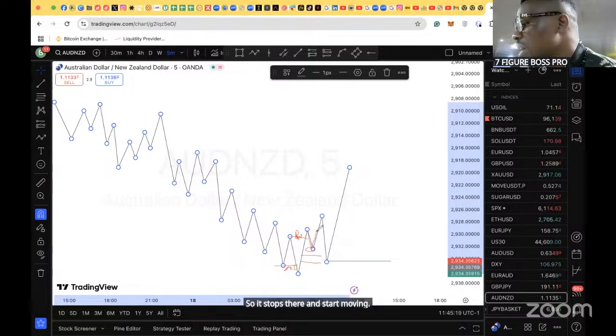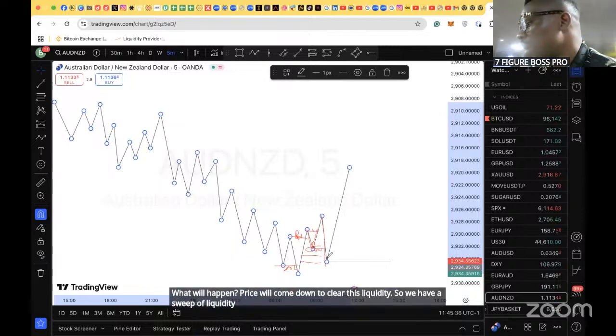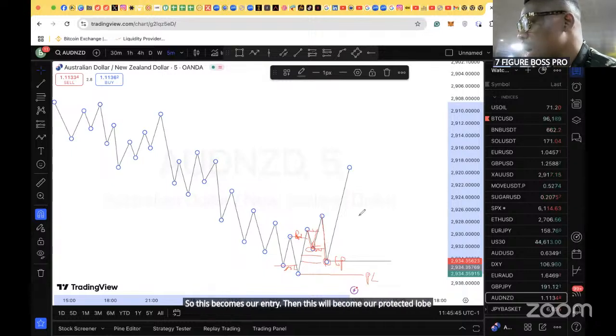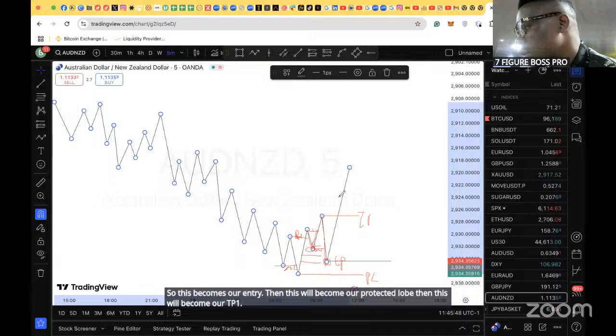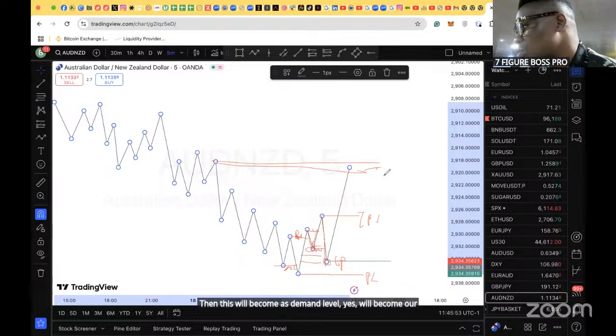Bullish engulfing, break, BOS created, price began to move. Many people will enter that trade. What will happen? Price will come down to clear this liquidity. So we have a sweep of liquidity, and then we have our entry here. So this becomes our entry. Then this will become our protected low. Then this will become our TP1. Then this will become demand level, yes, will become our TP2.